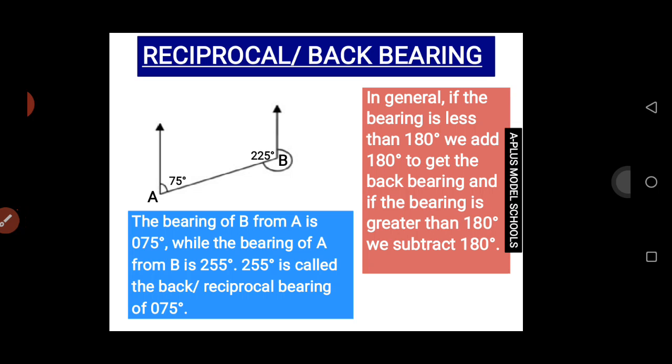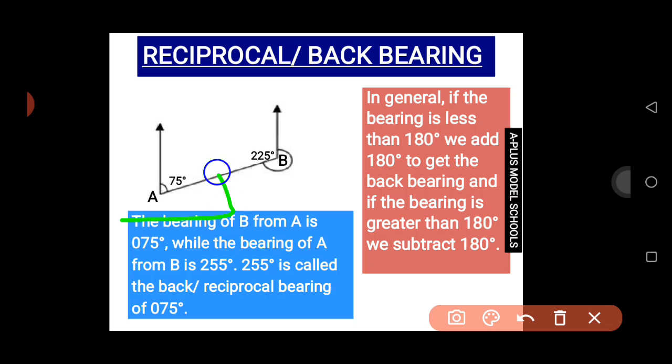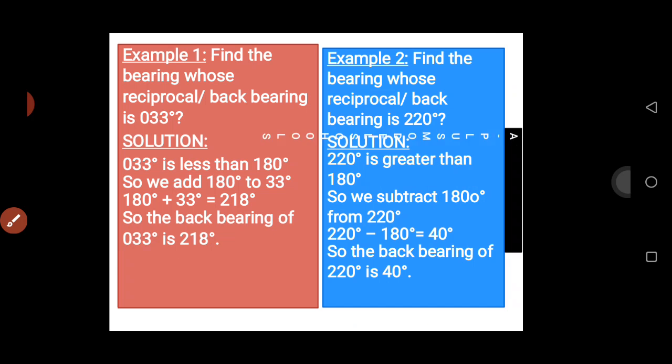So in general, if the bearing is less than 180 degrees, we add 180 to it. You can see when my 75 is less than 180, what did I do? I added 180 to 75 to give me 225. And if your bearing is greater than 180, you subtract 180 from it. Okay, let's look at one or two examples.